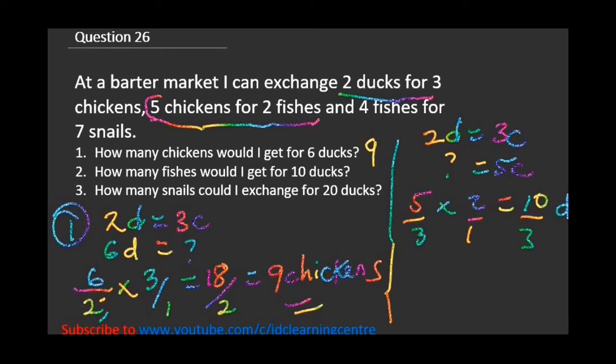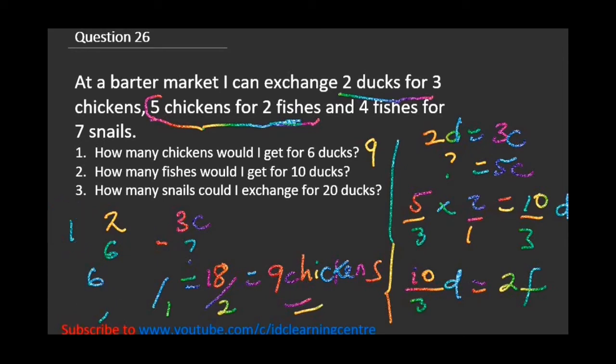5 chickens goes for 2 fishes. So what I've done, this means that if 5 chickens equal 10 over 3 ducks, then 2 fishes equal 10 over 3 ducks as well. 10 over 3 ducks equal 2 fishes, since 5 chickens and 2 fishes are the same, are equal. Okay?